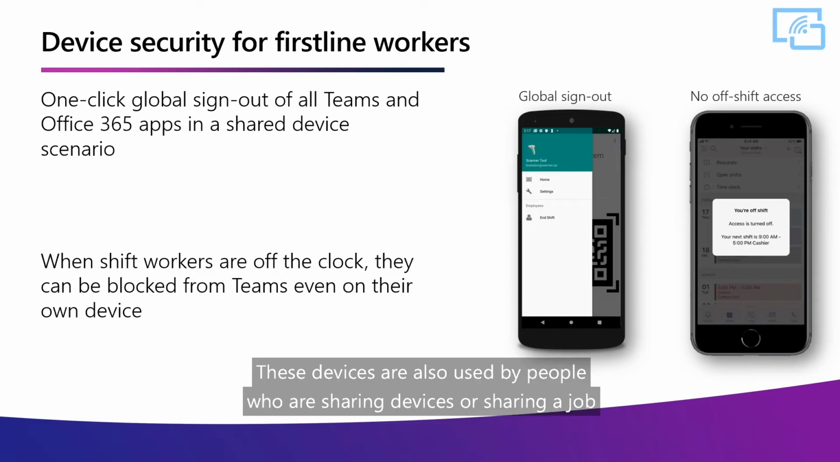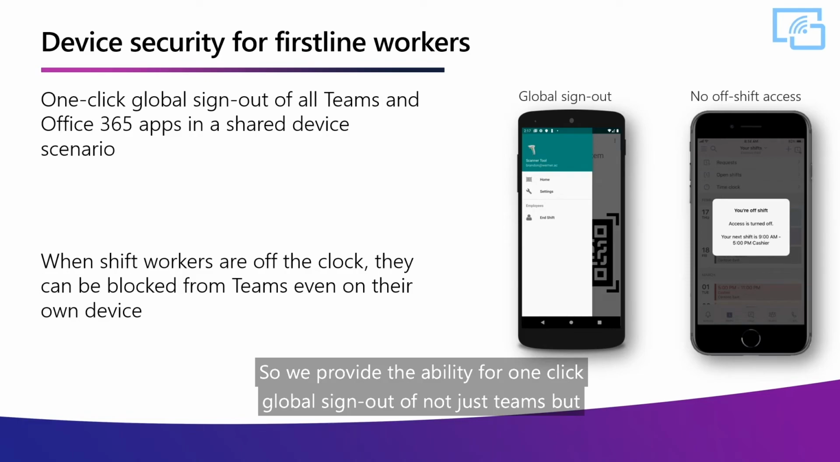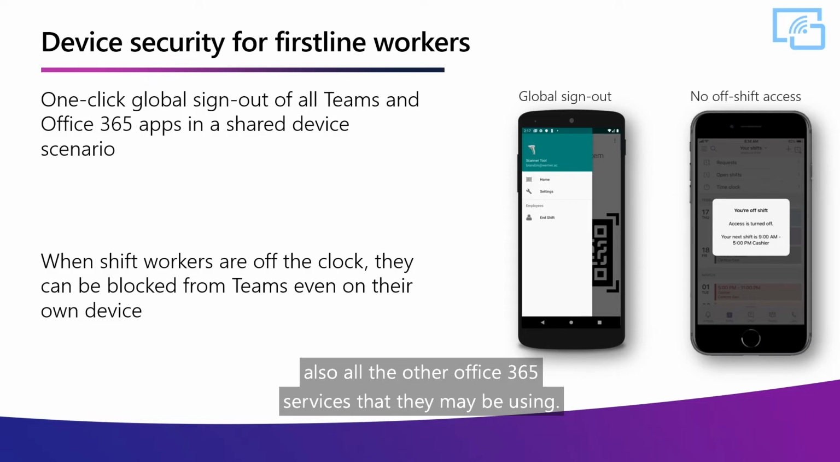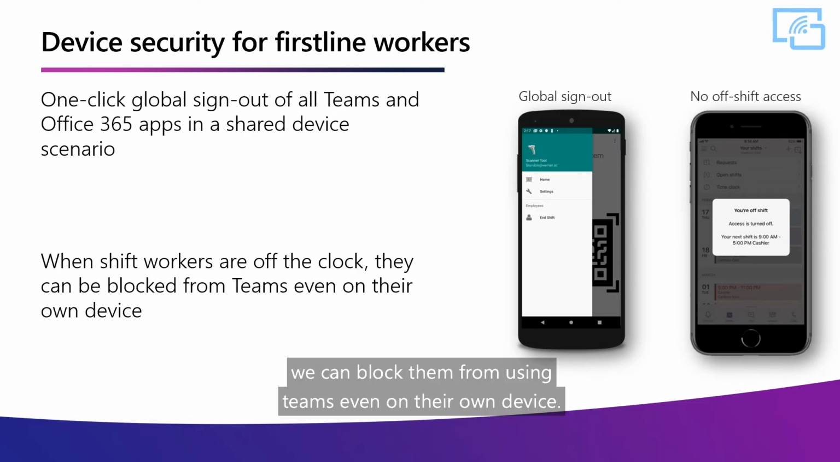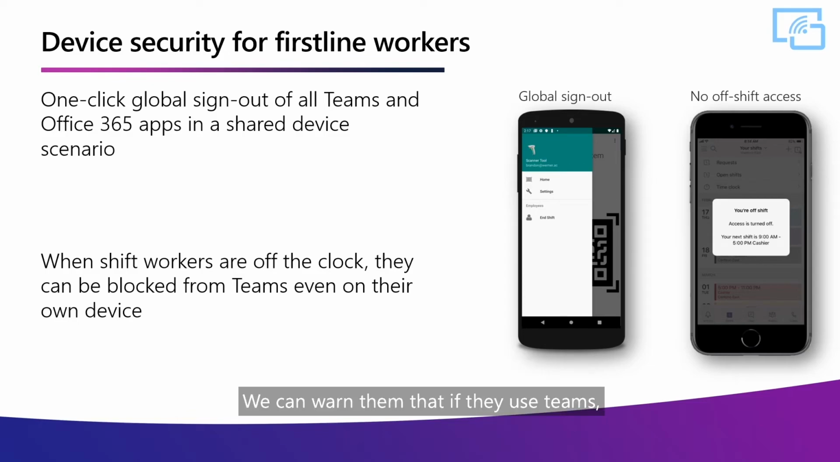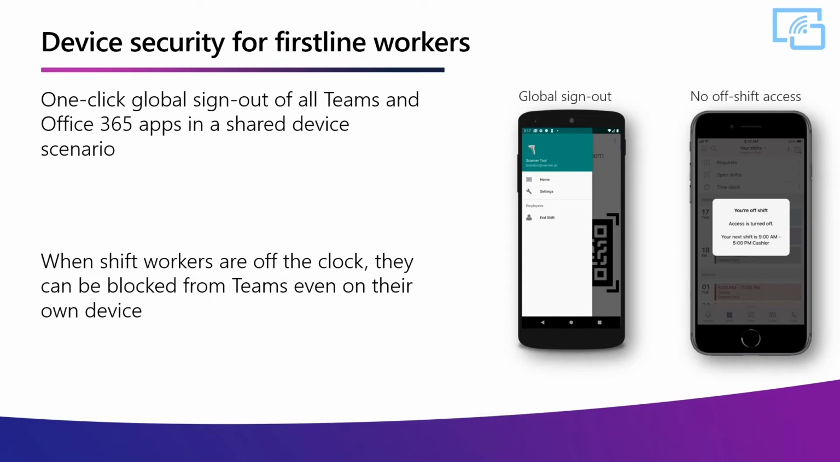These devices are also used by people who are sharing devices or sharing a job over the course of a day with different shifts. So we provide the ability for one-click global sign-out of not just Teams, but also all the other Office 365 services that they may be using. And when a shift worker is off the clock, we can block them from using Teams even on their own device. We can warn them that if they use Teams, they're not on the clock, or we can just block it completely until their next shift comes in.